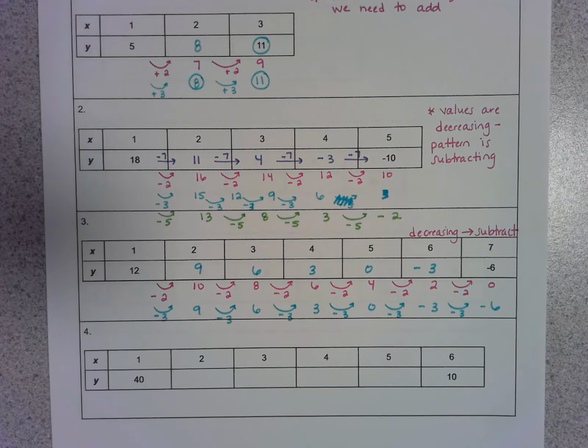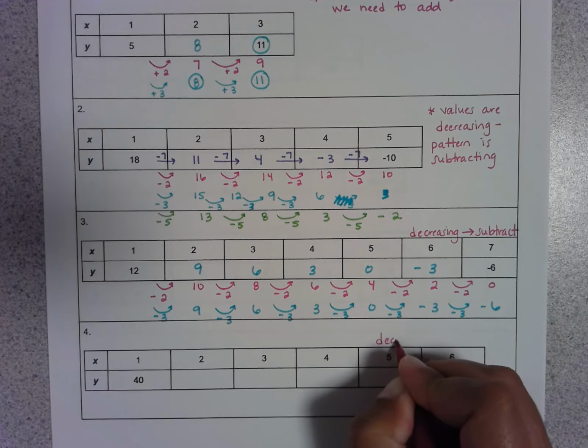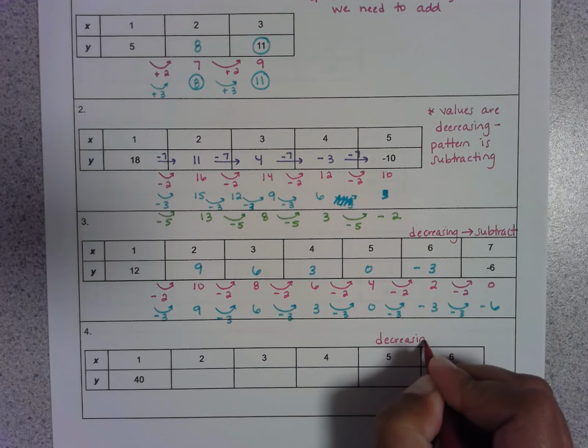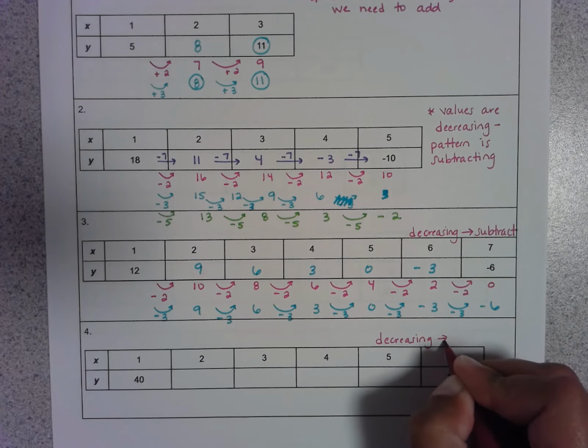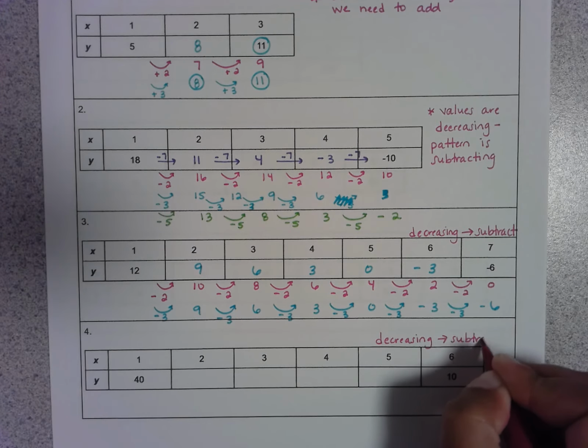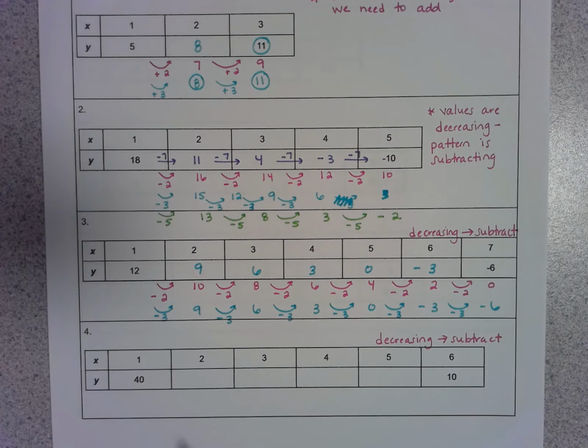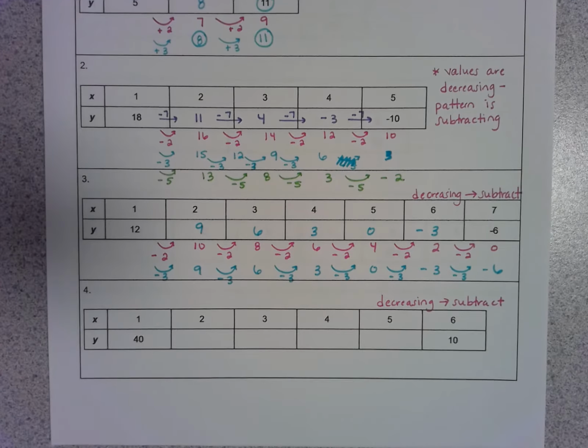For problem number 4, we're going from 40 to -10. Once again, our numbers are decreasing. Therefore, I'm going to think about subtraction. So if we're going from 40 to -10, let's maybe try subtracting, let's go with 4 this time.